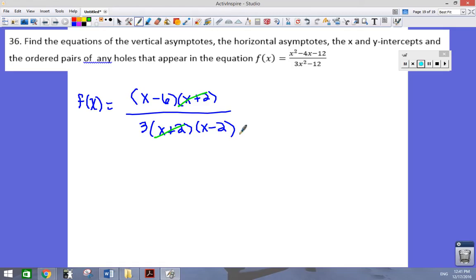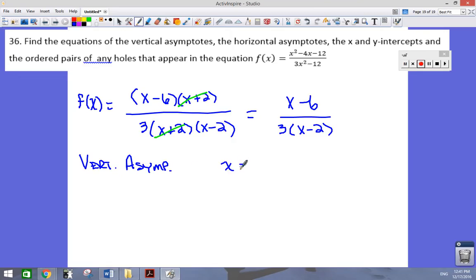But what remains in the denominator after I've reduced it to lowest terms, any variable in the denominator is going to create vertical asymptotes. So this x minus 2, the vertical asymptote, and you must write asymptotes as equations. You just can't write down that the asymptote is 2. You have to write it down that it's x equals 2.